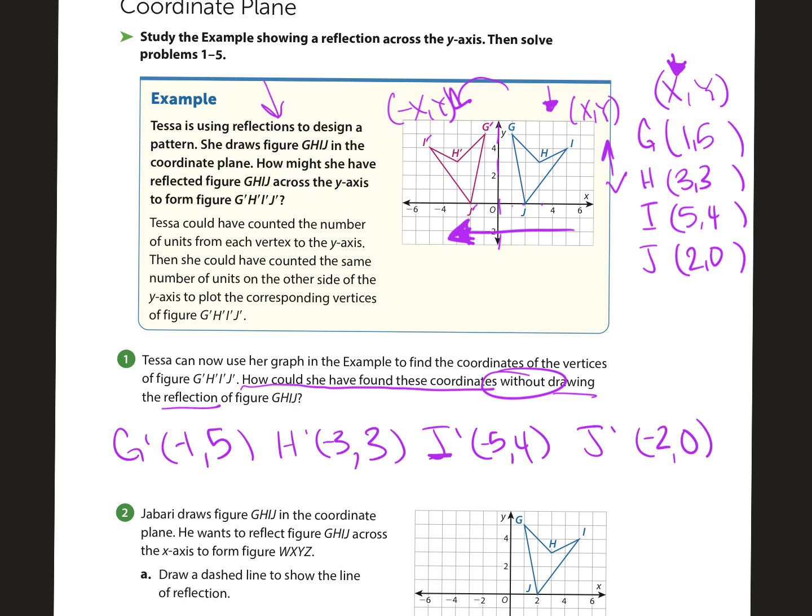I'm going to look at the graph to make sure. G was 1, now it's negative 1. H was 3, now it's negative 3. Okay, so the X's become their opposite. That's how you can do that without graphing.